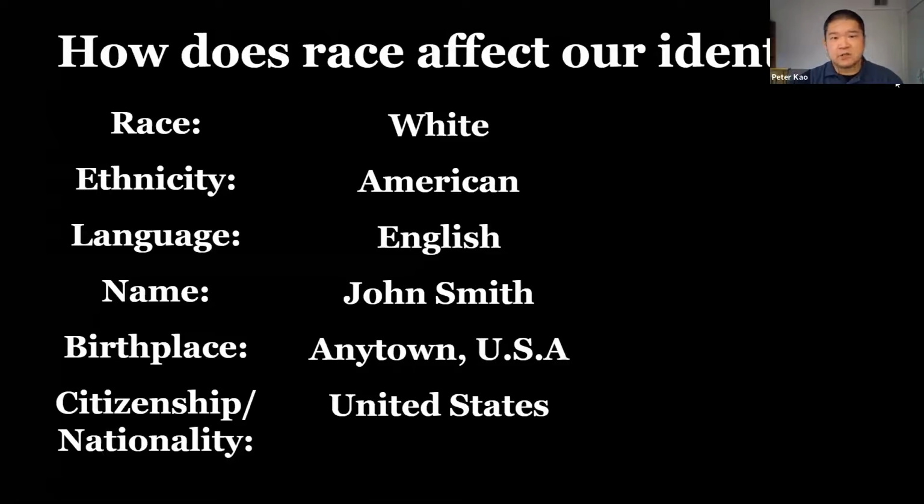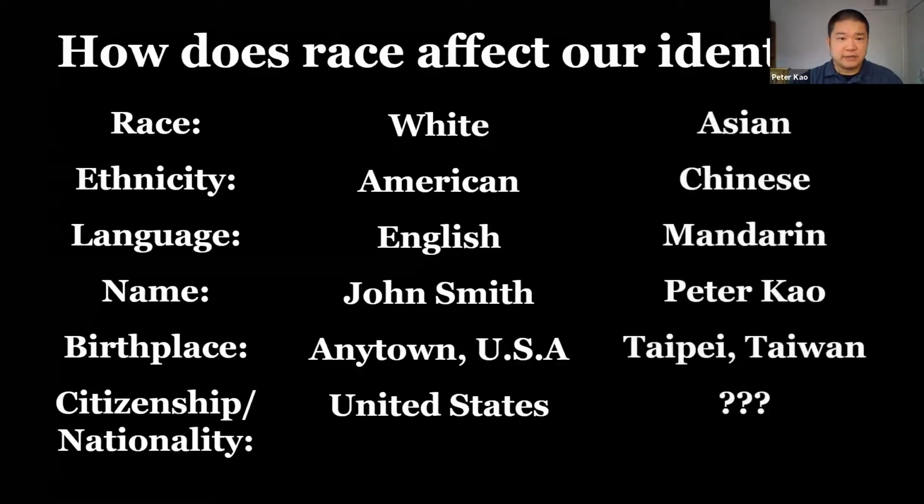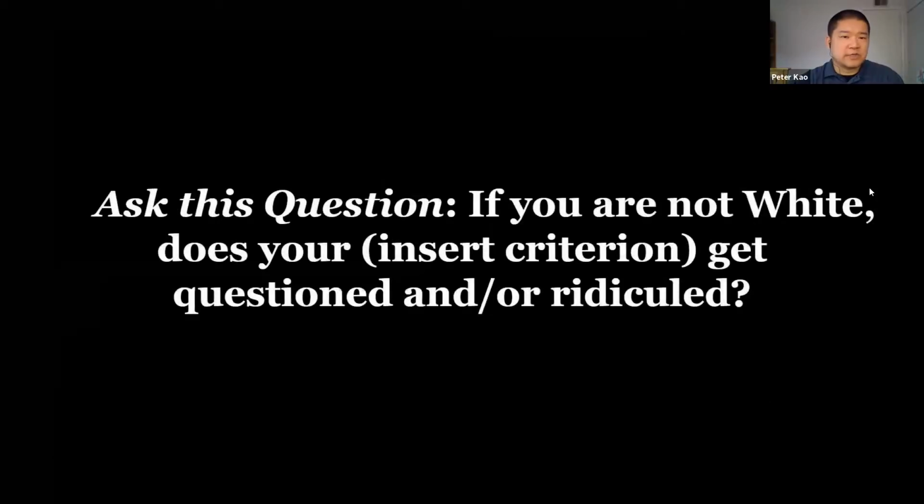And now I've also filled out these categories for myself. So my race is Asian, my ethnicity is Chinese, my language is Mandarin, that's the first language I spoke, and my name is Peter Cao. I was born in Taipei, Taiwan, and I left citizenship and nationality with a question mark on purpose, and you'll see why. So I want you to go through this exercise and ask yourself this question.